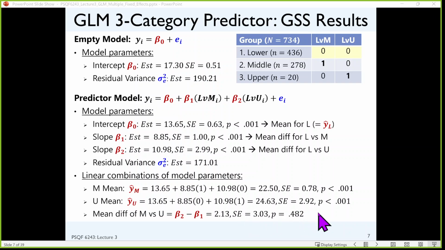If I didn't know how to ask for it and I had to get it out of the model, what could I do to make the model tell me directly via its slopes how upper and middle differ? Any guesses?